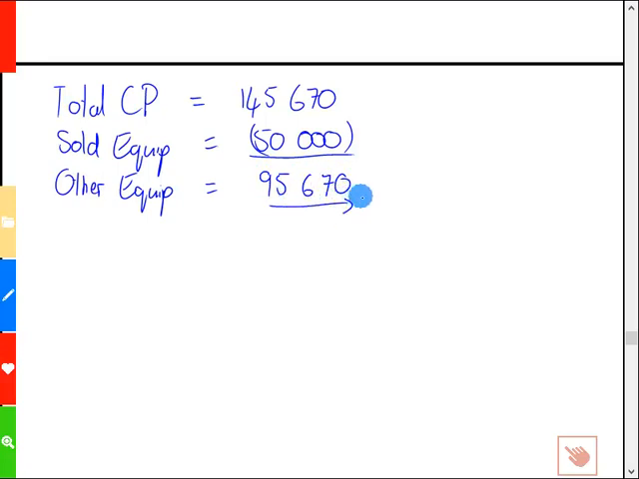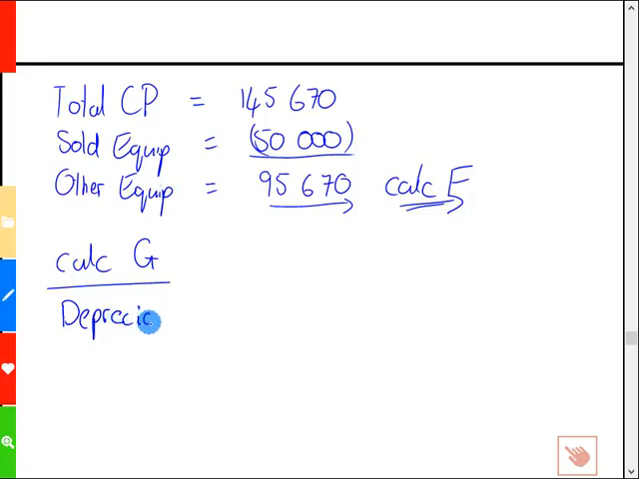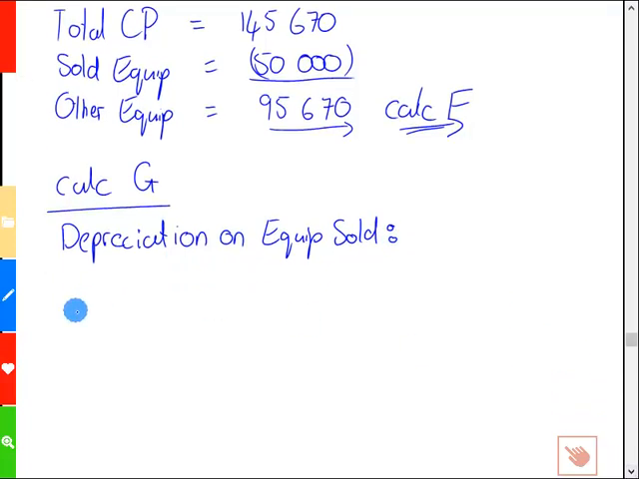Now that we've got the cost price of these assets, we can work out the depreciation. Okay, so this was calculation, we'll just call it calculation F. Right, now let's go for calculation G. The depreciation. Always good to try and split out the different fixed assets that you have. So the depreciation on the, almost said vehicle, on the equipment sold, we're going to calculate that, and then we're going to calculate the depreciation on the other equipment, because now we've got the cost price for both of them.